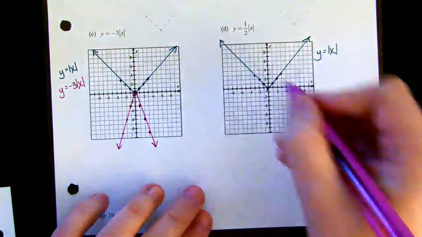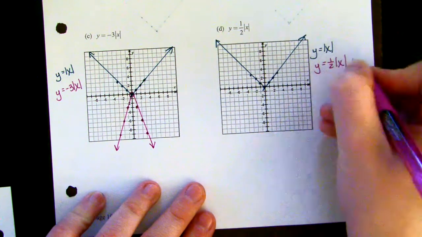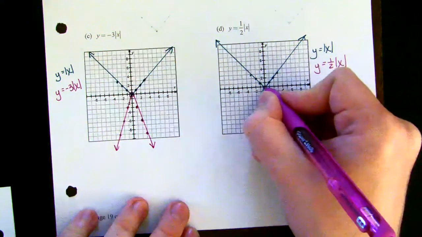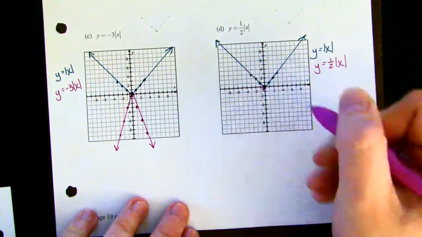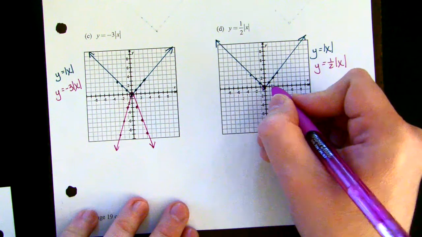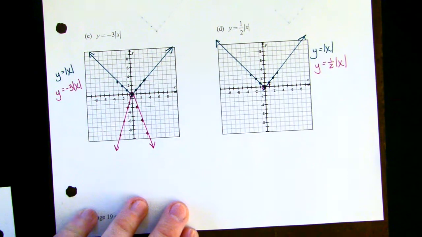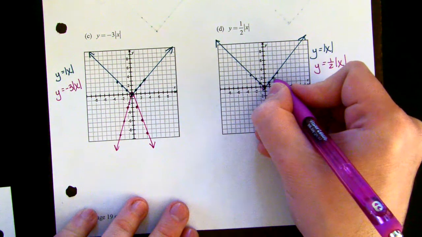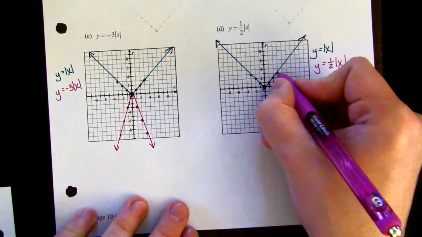Letter D. y equals a half times the absolute value of x. Well, I'm going to multiply all my y values by a half. So, this point over here had a y value of 0. A half of 0 is still 0. This point has a y value of 1. Half of 1 is a half, or 0.5. I'm going to put a point about halfway in between there, like that. This y value was 2. Half of 2 is 1. This y value is 3. Half of 3 is 1.5.